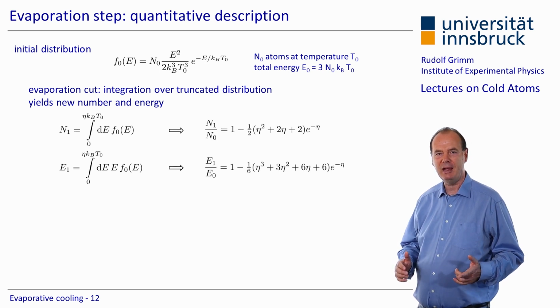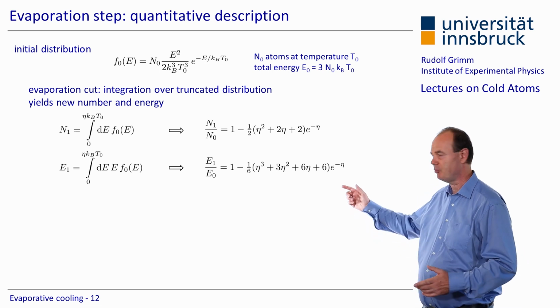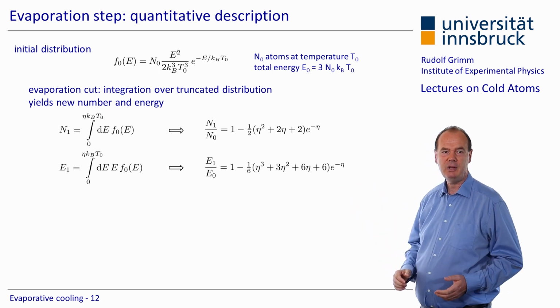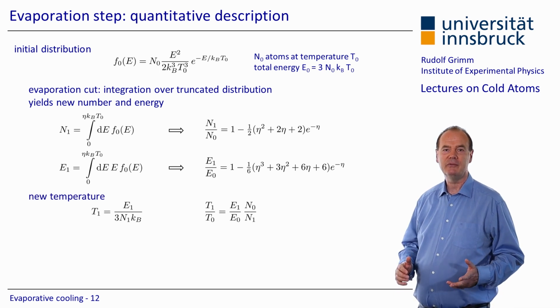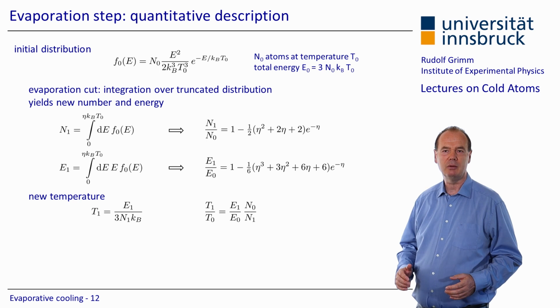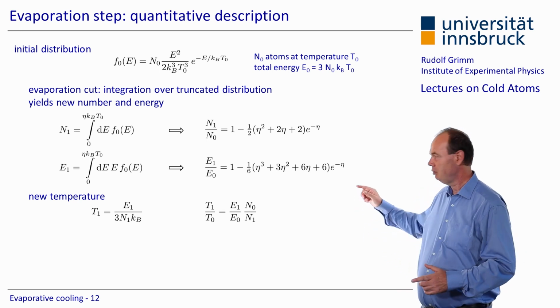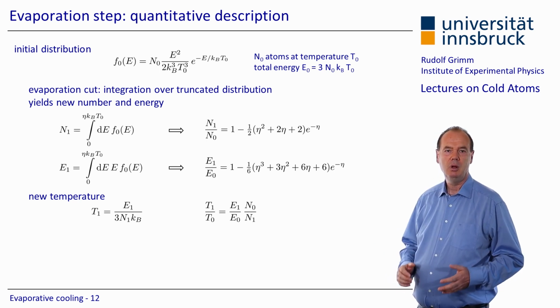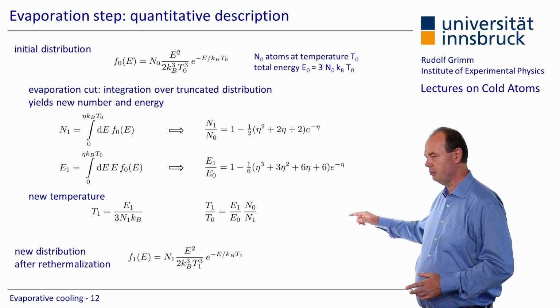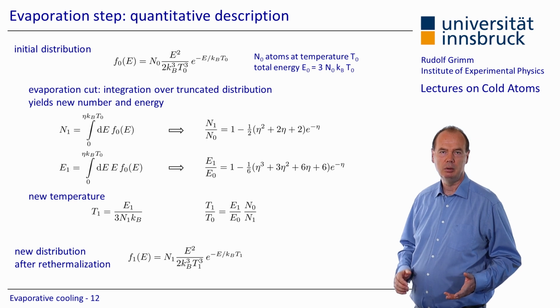Relative to the initial number N0 and energy E0, this can be expressed as functions of the truncation parameter, which we see here. The new temperature T1 after rethermalization can be easily calculated from E1, and we can express the relative change of the temperature from the relative changes of energy and atom number. Now we know the new thermal distribution, which we have already seen on the slide before.